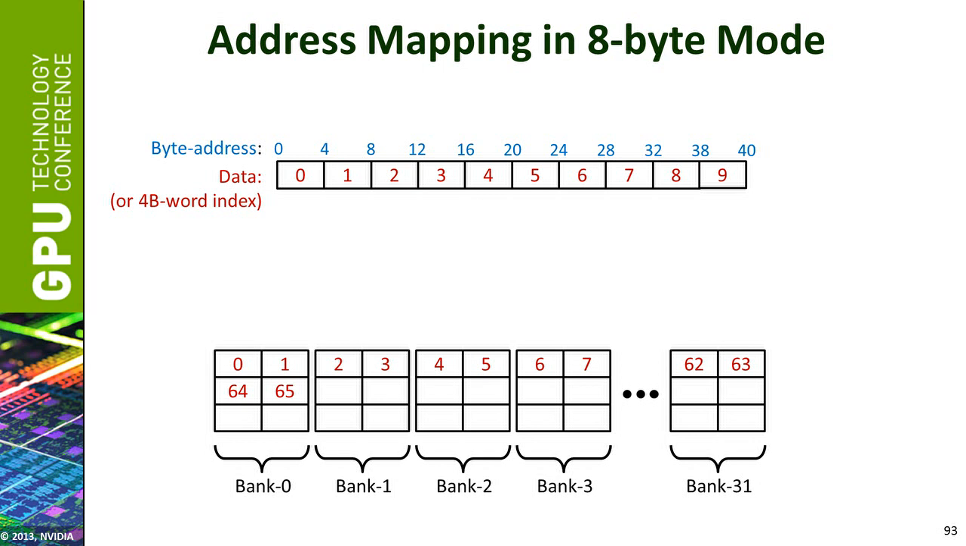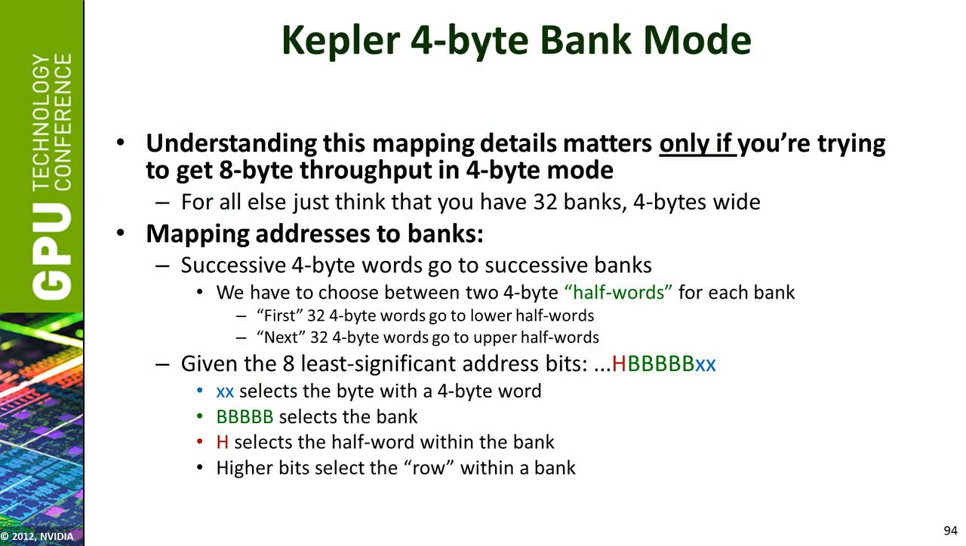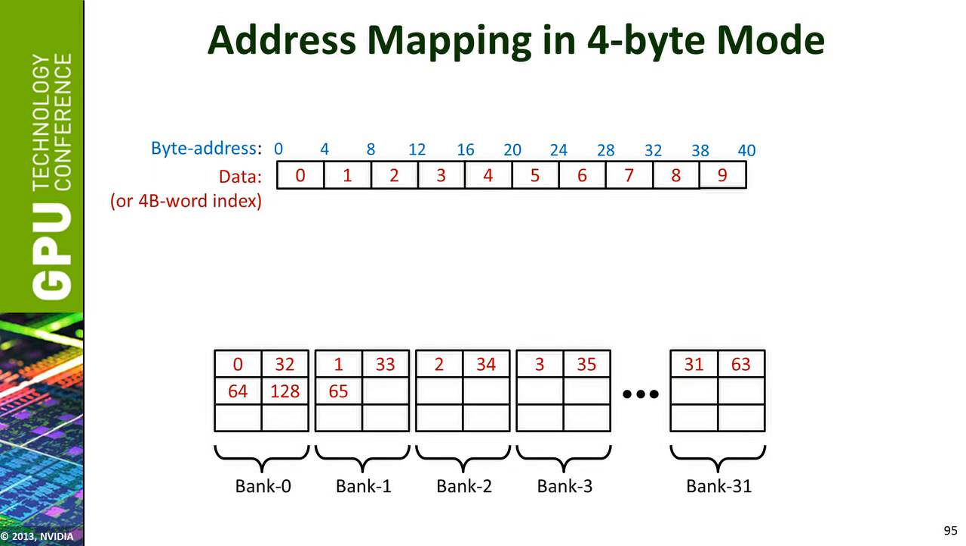Same exact array, but now we are in 4-byte mode. This one you really don't have to understand unless you're really trying to get some weird access patterns. What hardware does to guarantee Fermi behavior is that successive 4-byte words go to successive banks. If we look here, successive 8-byte words went to successive banks, right? These 8 bytes go to the first bank, these 8 bytes go to the second bank, and so on. In 4-byte mode, you want the same behavior, but at 4-byte granularity, because that's what Fermi did.